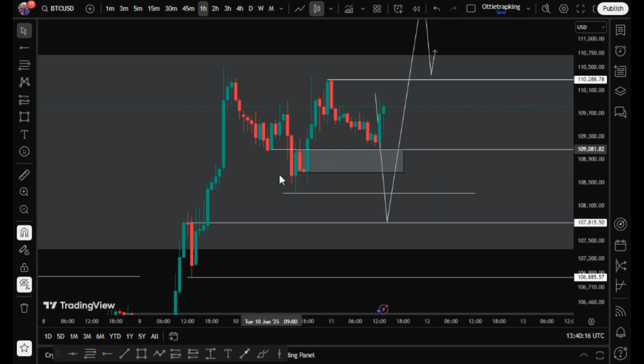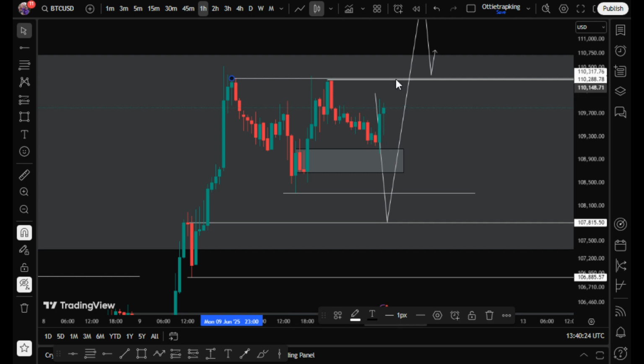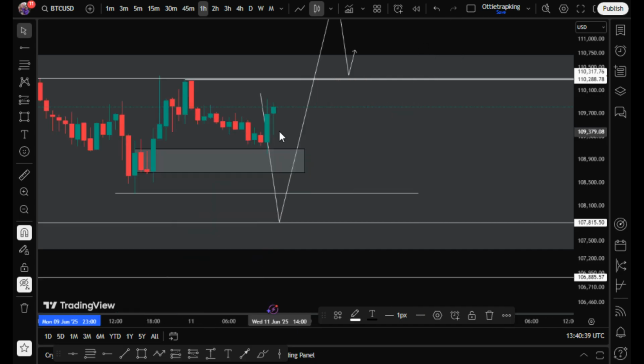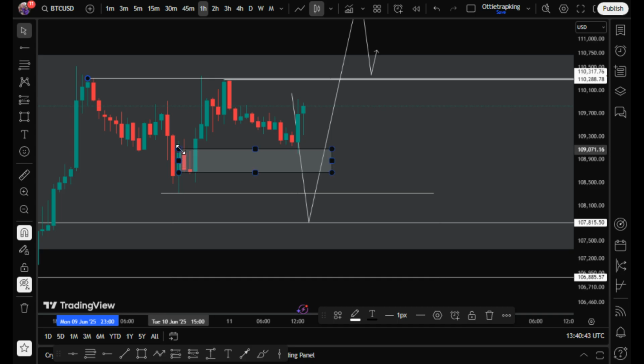So if the price will not be able to break above this high here, it means that the market will come to the downside to activate some orders so that it can go to its intended direction. So let's wait and see. And the market, what it did, it came to this place and reacted over here.